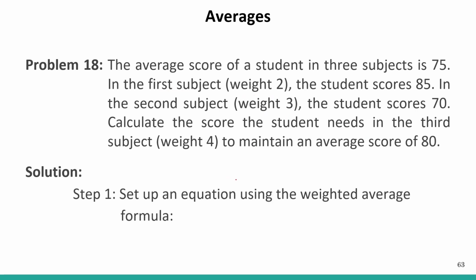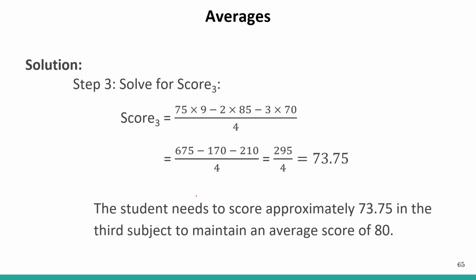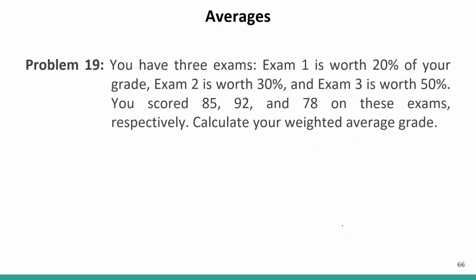So set up an equation using the weighted average formula. Weight 1, weight 2, weight 3 and score 1, score 2, score 3, with weight 1, weight 2, weight 3 added in the denominator. Substituting these values, what we are left with is 295 by, so this is equal to 73.75. So the student needs to score approximately 73.75 in the third subject to maintain an average score of 80, right?